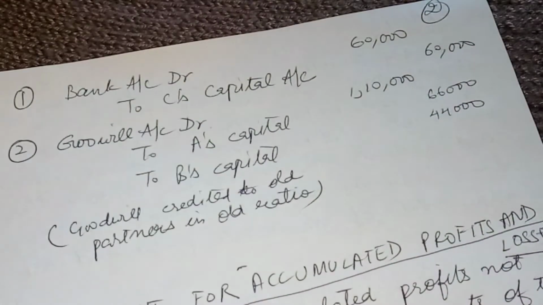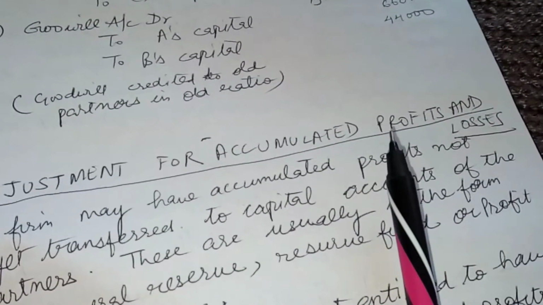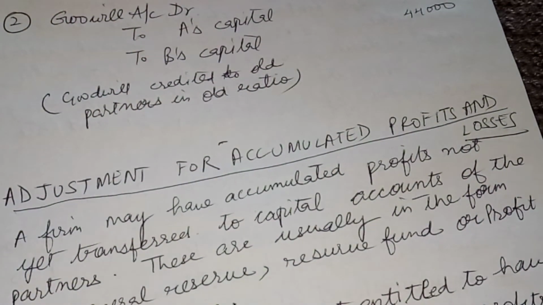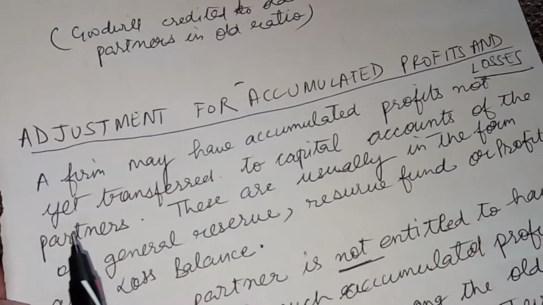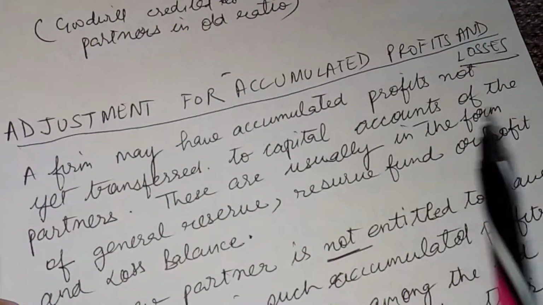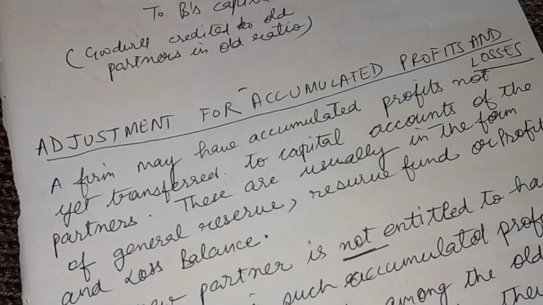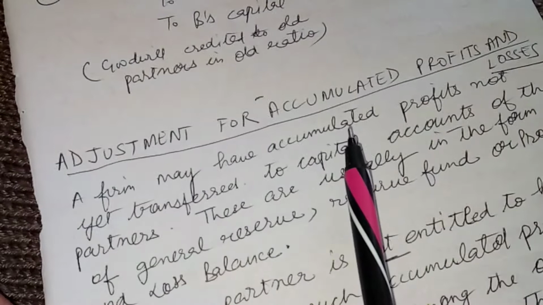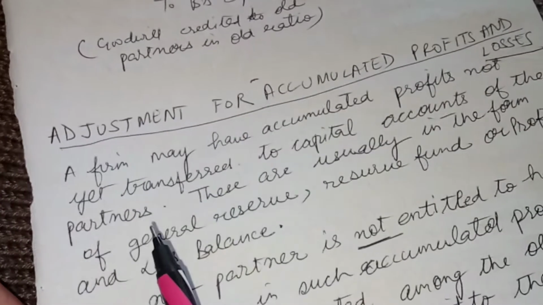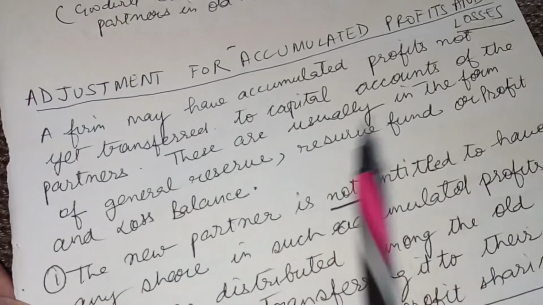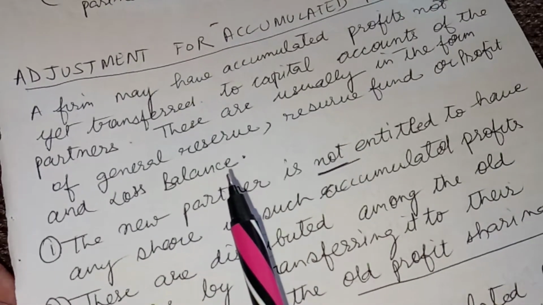Now the another very important point is adjustment for accumulated profits and losses. That means a firm may have accumulated profits not yet transferred to the capital accounts of the partners. That means whenever a new partner is admitted, it may happen that there are some accumulated profits or reserves which are not yet transferred to the capital accounts of the partners. Now these are usually in the form of general reserve, reserve fund, or profit or loss accounts balance.